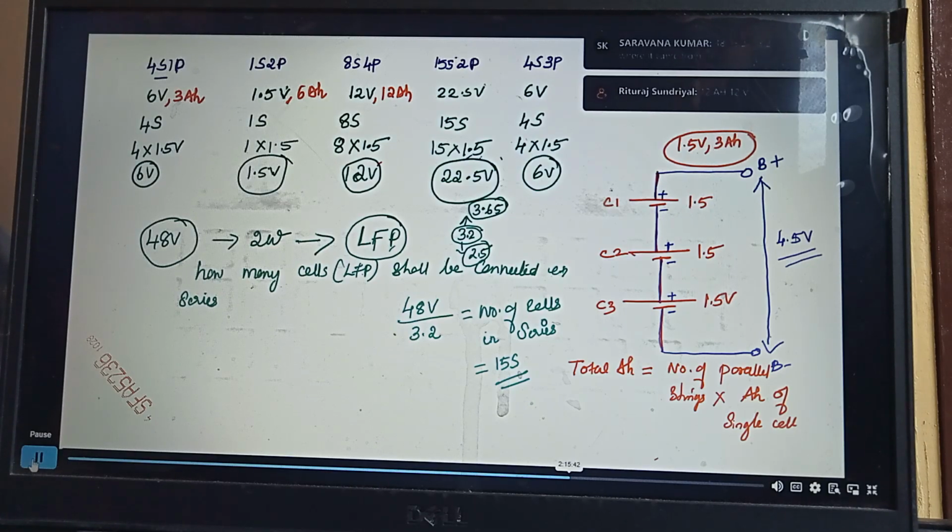Okay. What is the doubt, Saravana Kumar? 48 volt divided by 15.